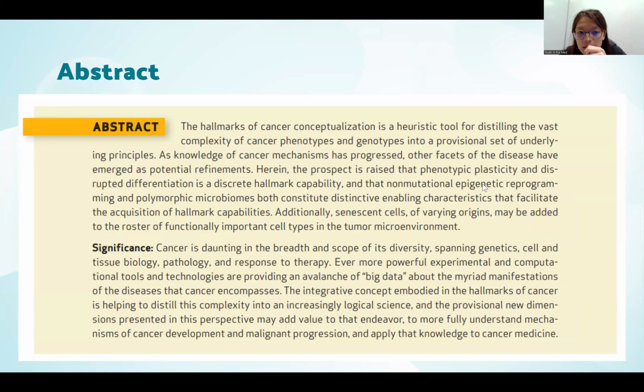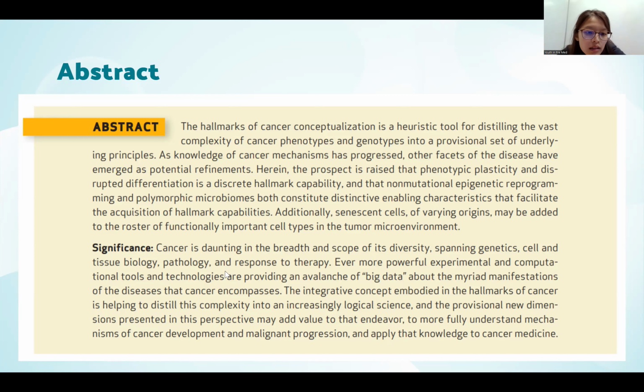We talk about different epigenetic factors, different types of cells, and how they originate. It concludes with how these different cell types and factors are important in the tumor microenvironment, like where the tumor is located, the cells that are around it, and the different components of the cells around it.